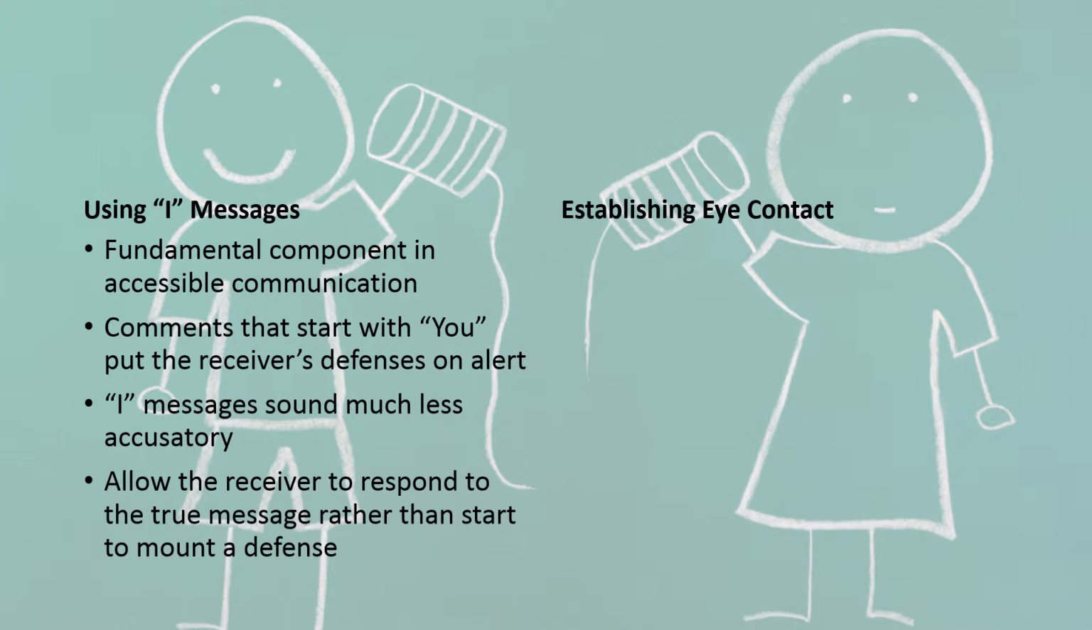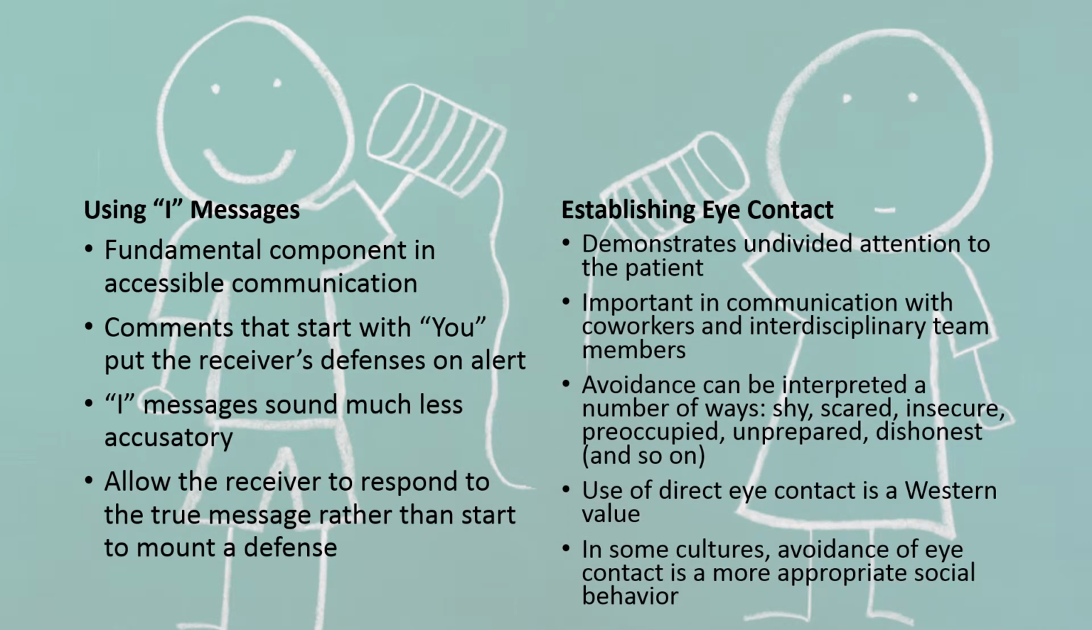Then we also have establishing eye contact. This demonstrates undivided attention to the patient. It's important in communication with coworkers and interdisciplinary team members. Avoidance can be interpreted a number of ways: shy, scared, insecure, preoccupied, unprepared, or dishonest, and so on. Use of direct eye contact is a Western value. In some cultures, avoidance of eye contact is a more appropriate social behavior.